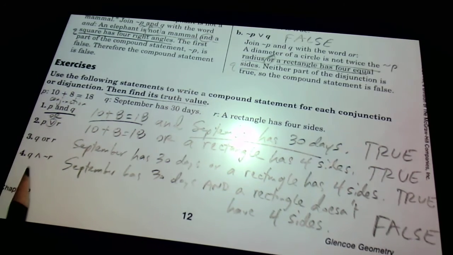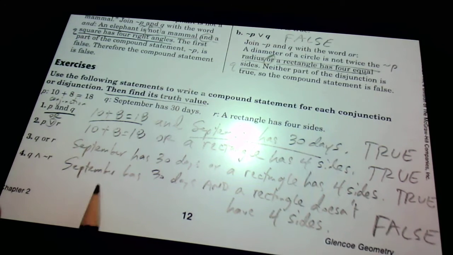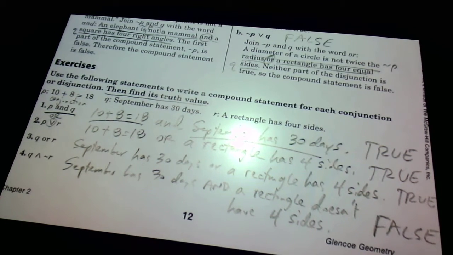All right, number 4. Q and the negation of R. So we need to write the negation of R and then write our compound statement conjoining Q and the negation of R. Here we go. Q is September has 30 days and a rectangle doesn't have 4 sides. For a conjunction to be true, both have to be true. September does have 30 days, but a rectangle doesn't have 4 sides. That's false. So the whole thing is false. That's kind of how that plays.